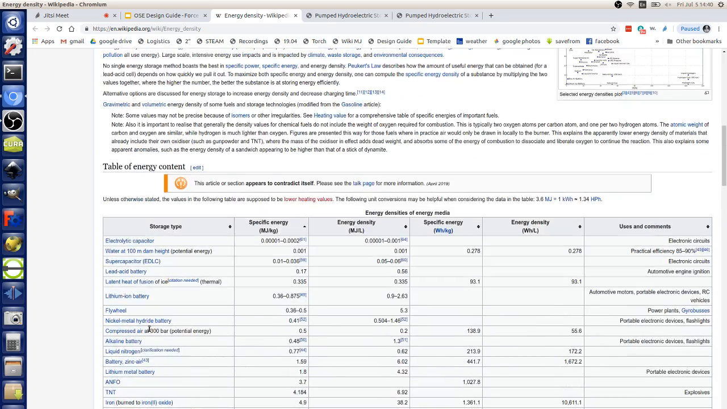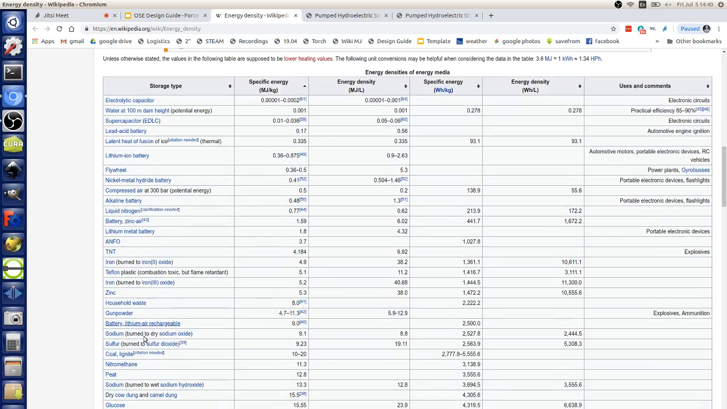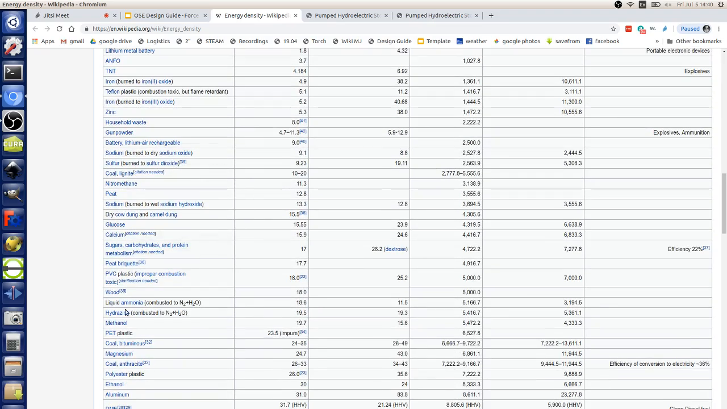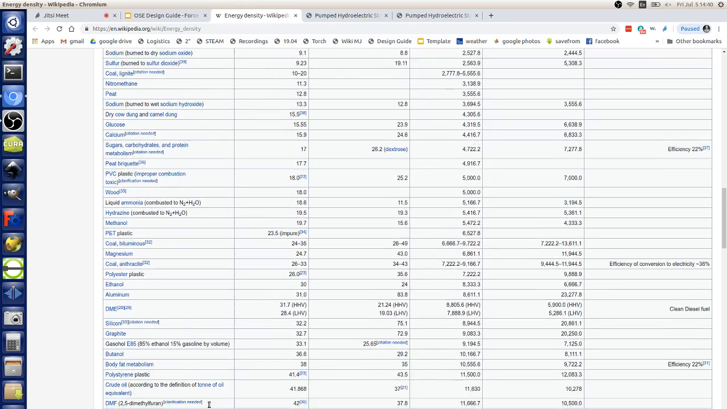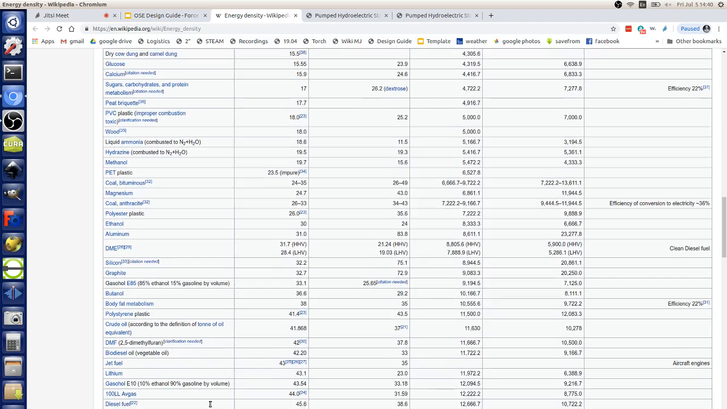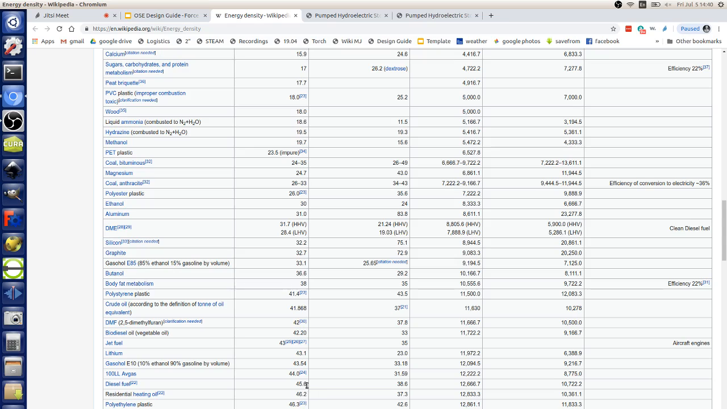You're looking at wood. Wood is 18, so it's about half. Coal is like 26. Diesel fuel is like 45. So wood is like half of the standard. But take diesel. You've got 45 megajoules per kilogram.